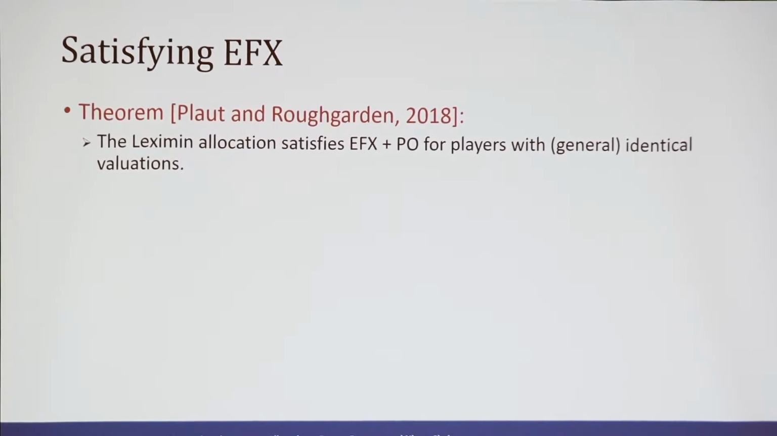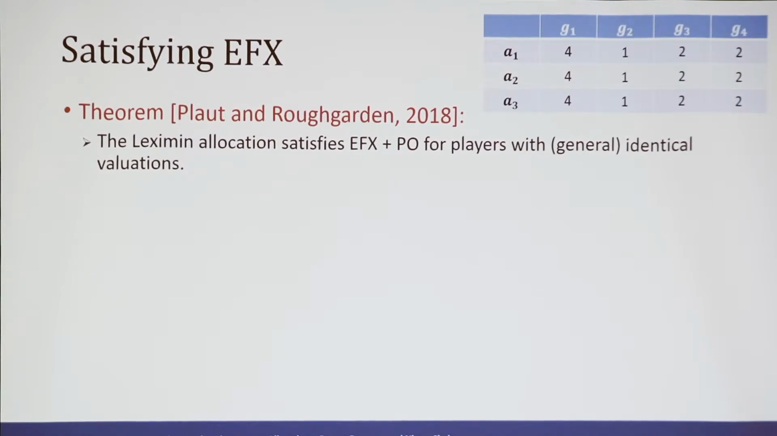All right, so we can use this to satisfy EFX at least in some restricted cases. Plaut and Roughgarden showed in a 2018 paper that if players have identical valuations, this holds for general valuations, by the way, not just additive, not even just subadditive. I think it can be completely general valuations. Then the LexiMin allocation satisfies EFX plus PO. What I mean by identical valuations is that all the rows in this valuation matrix are the same.